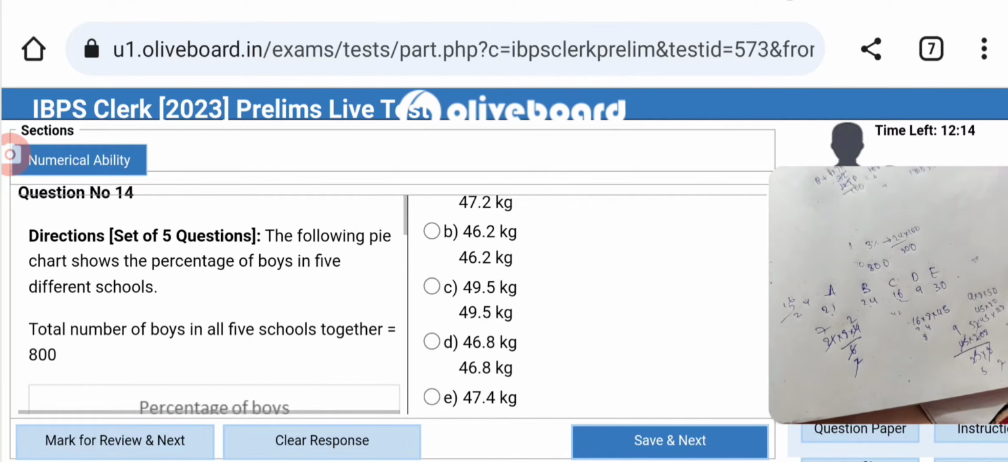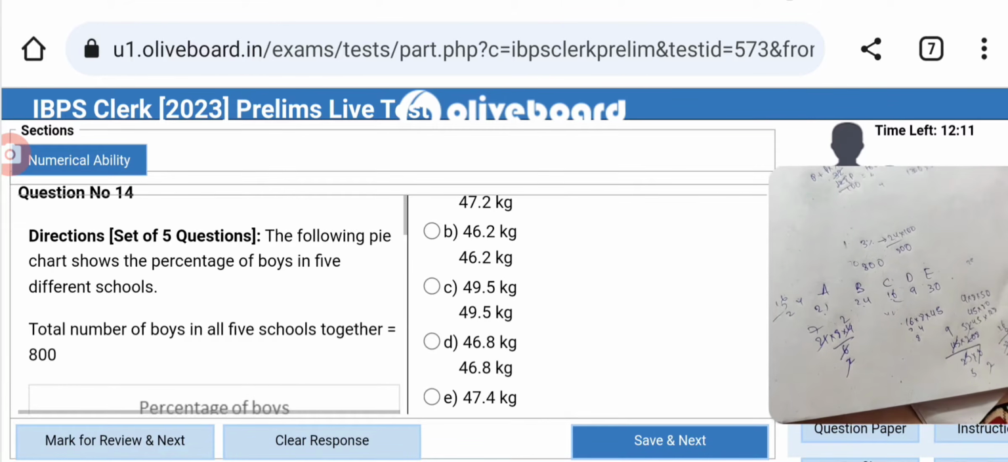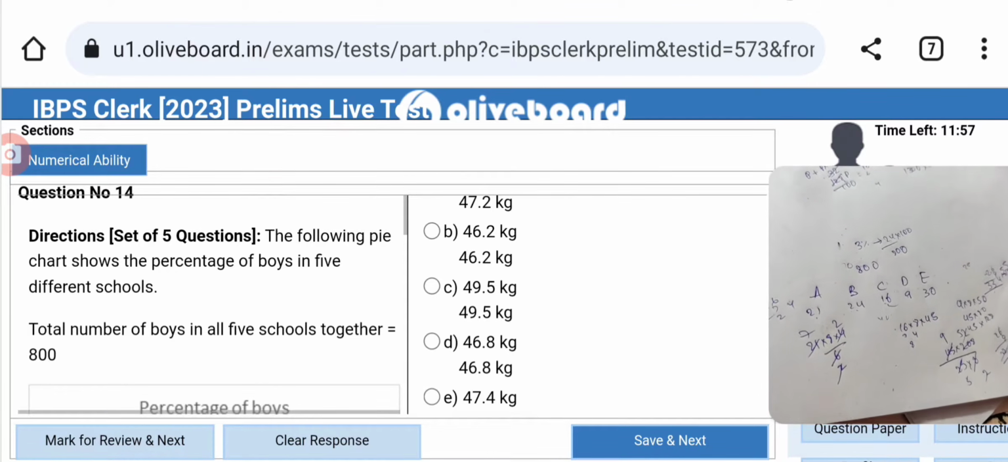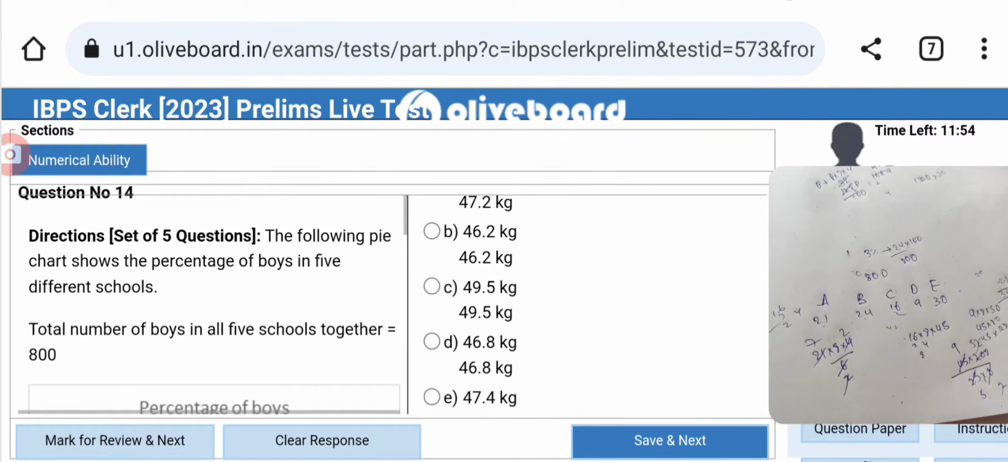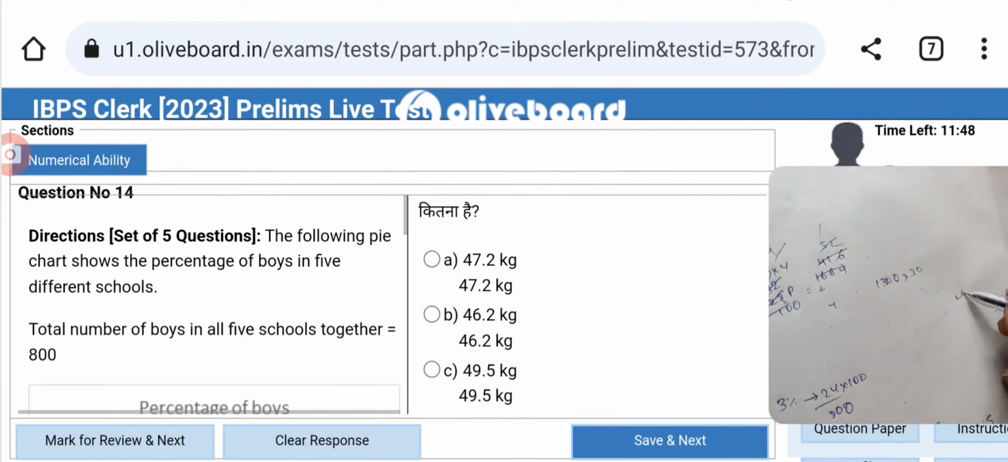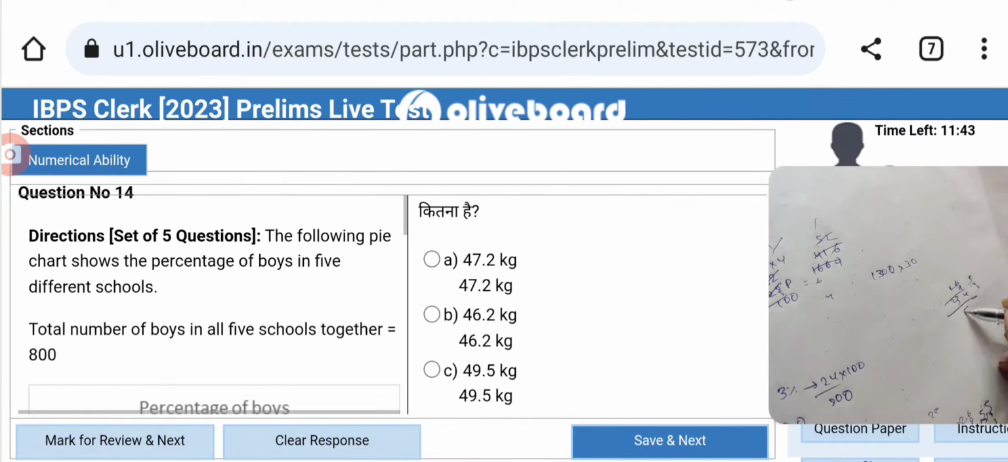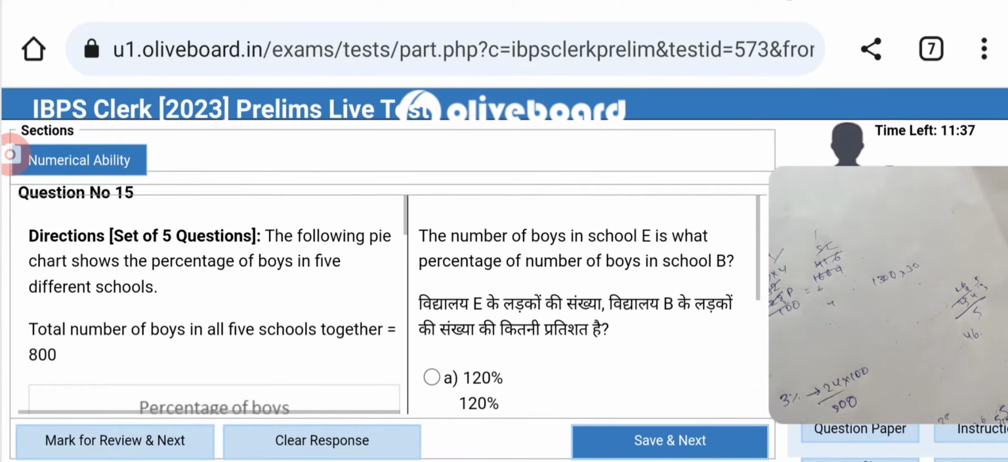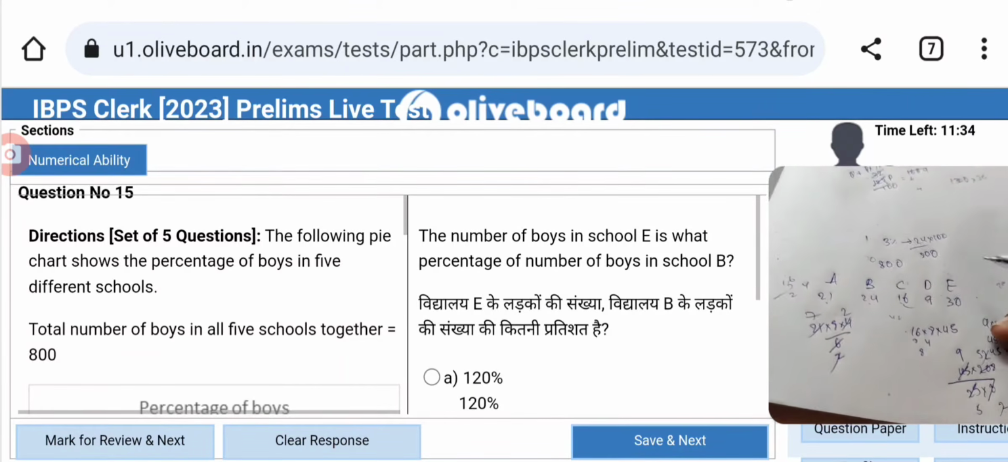It is 5, 18, that is 334 by 5, 60, 26, 9. So 234 means by 5, 446.8. Option D.